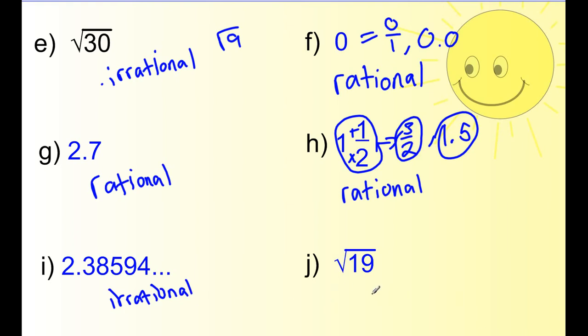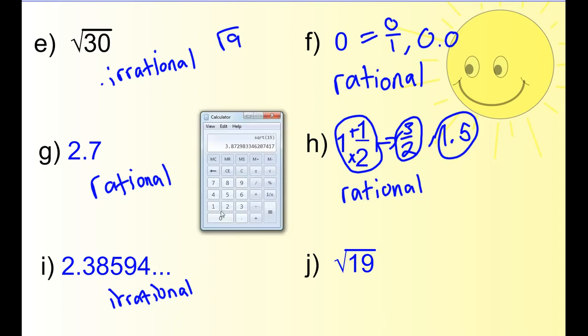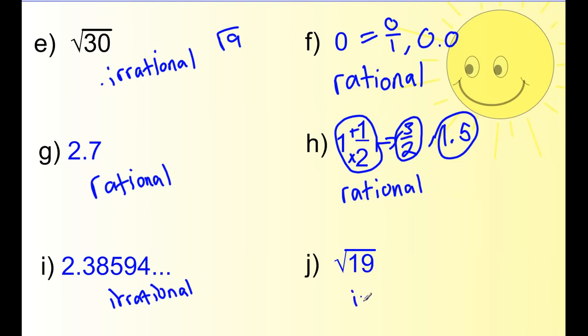Letter J. Square root of 19. Well, let's take a peek-see here. The square root of 19 is a big ugly number, which means irrational. So, rational numbers you can write as fractions. Irrational numbers you cannot.